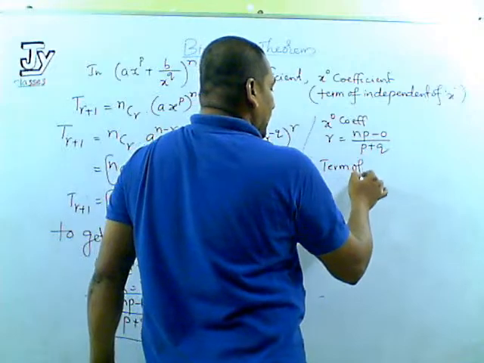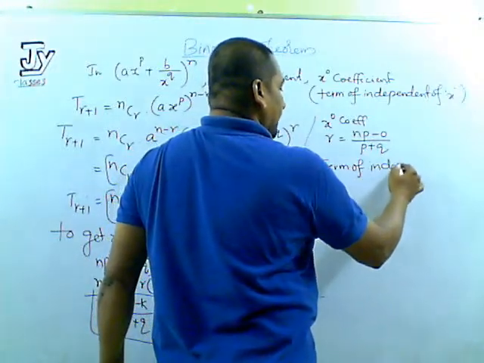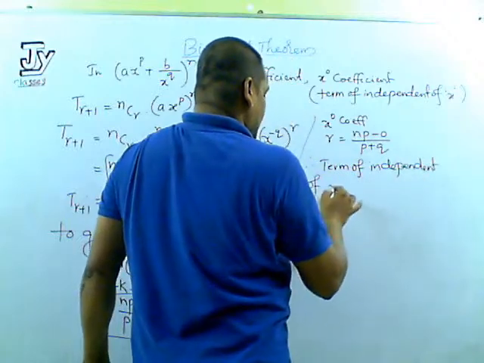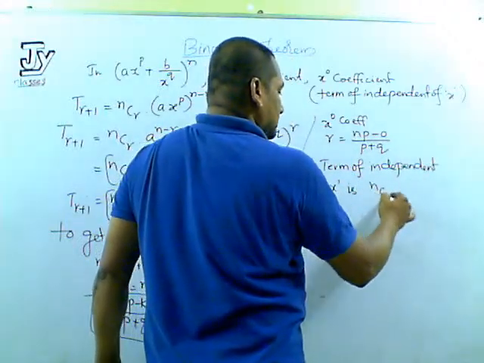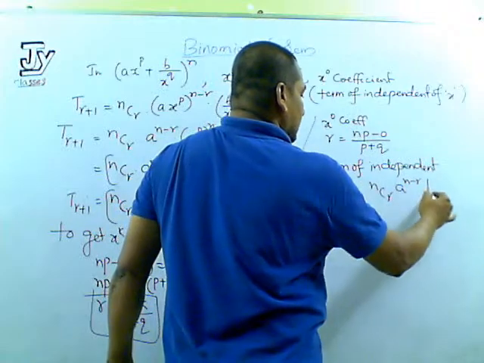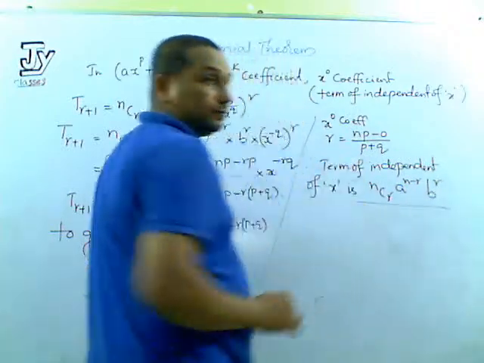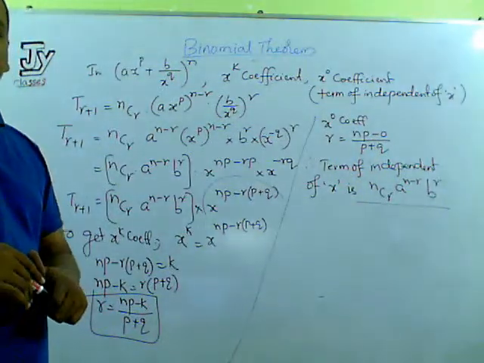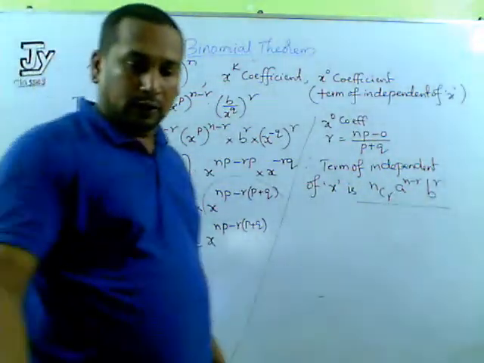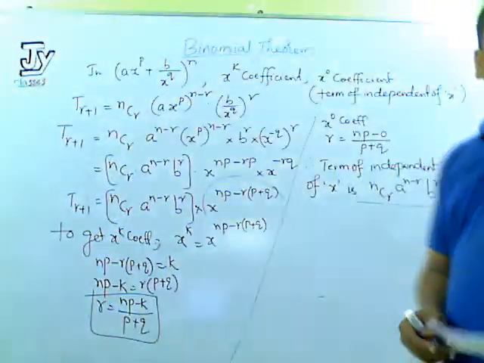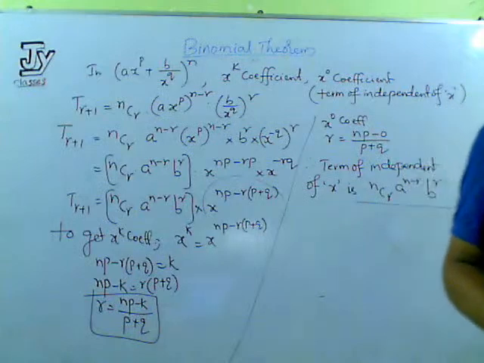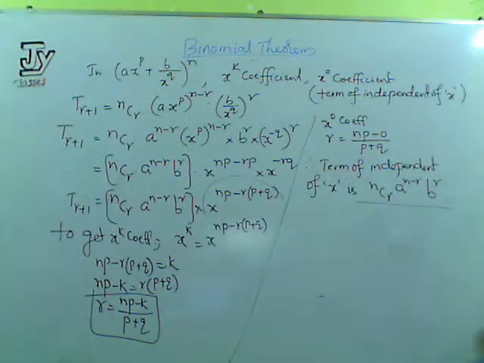Term independent of x is nCr a power n minus r, b power r, where r is equal to (np minus k) by (p plus q). Write down all of you this proof. Then you can do the question. Question number 10.